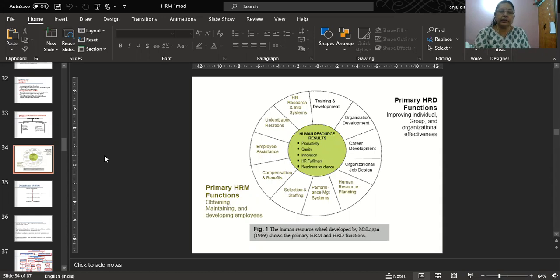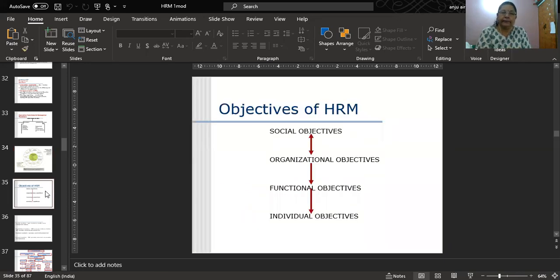So this will result in the human resource being a high quality, committed human resource, which is productive, which is innovative, and which fulfills the goals of the organization and leads the organization to success, and the human resource which is ready to take up any kind of change in the organization. So this is the human resource wheel. Most of the times you will be asked this question in your question paper about the human resource wheel. Then you have to draw this human resource wheel and explain it.